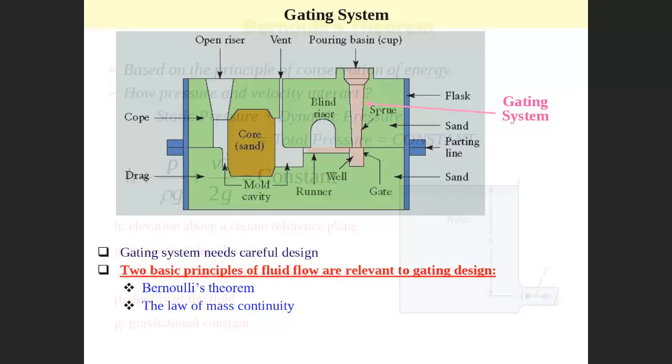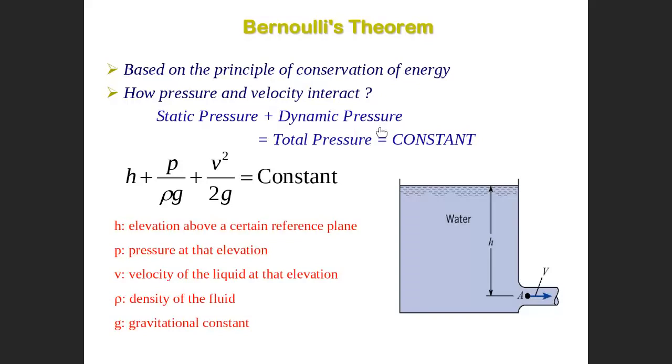As I told you, we're going to use two equations, Bernoulli and mass continuity. We start with Bernoulli. Bernoulli said that total pressure is equal to a constant. This is fluid mechanics: the static pressure plus the dynamic pressure, which is the total pressure, is equal to a constant. This is the Bernoulli equation from fluid mechanics.